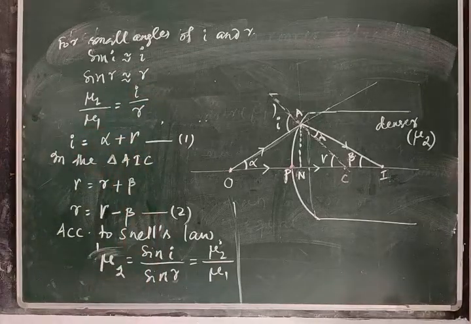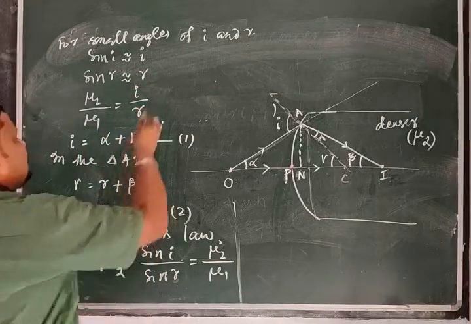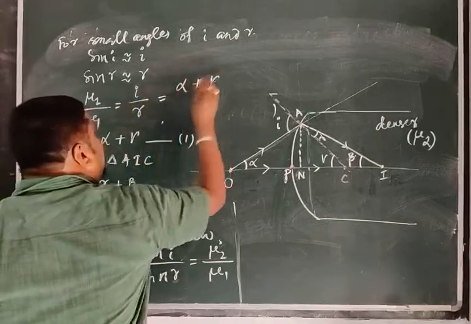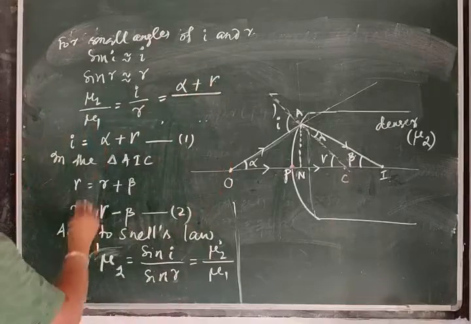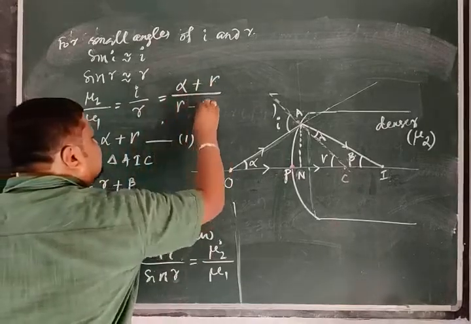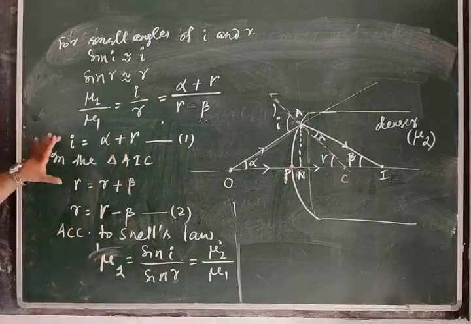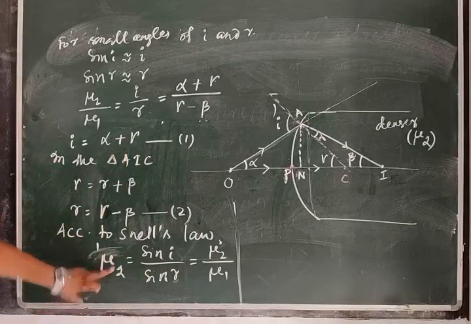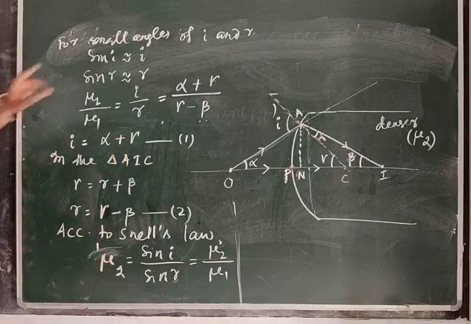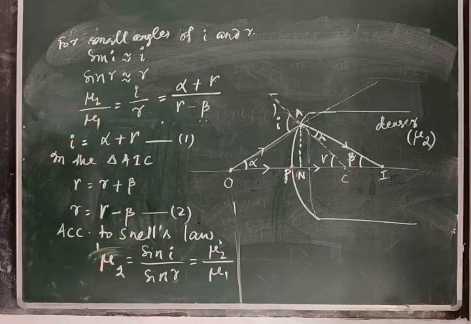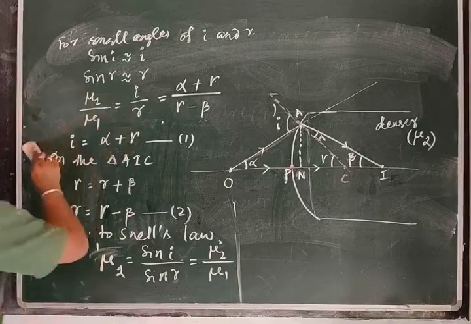Now what are your I and R? Put those in. I is equal to alpha plus gamma, and R is gamma minus beta. So after finding I and R, I use Snell's law. For small angles, I make sin theta equal to theta, so I get the ratio I by R.